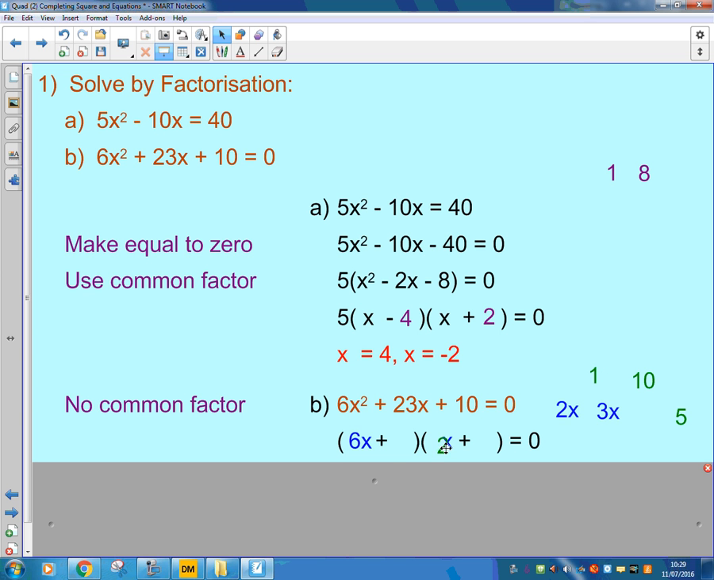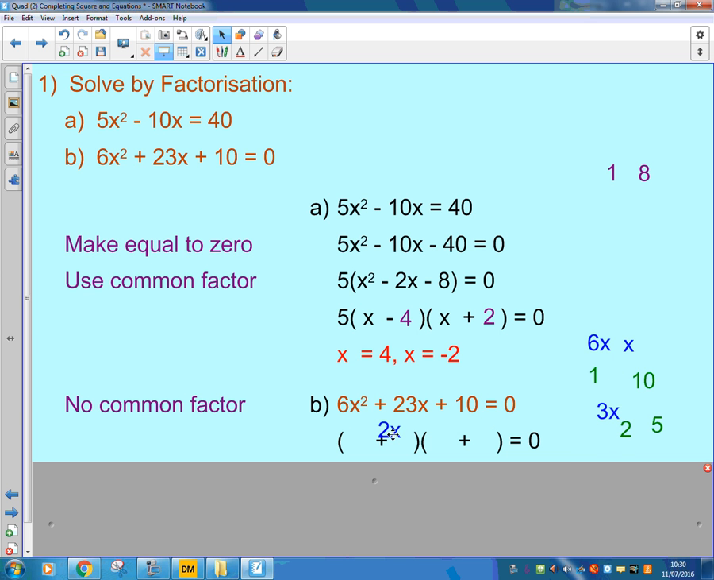Try the 2 and the 5. See if that works. 30x and 2x can't come to 23x. No, so that's not going to work. Swap them around. Let's see what happens. 12x, 5x. Again, it's not working. So with the 2 and the 5 and 1 and 10, it didn't work with 6x and x.